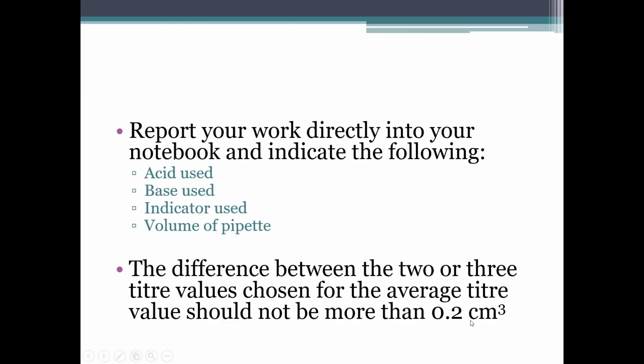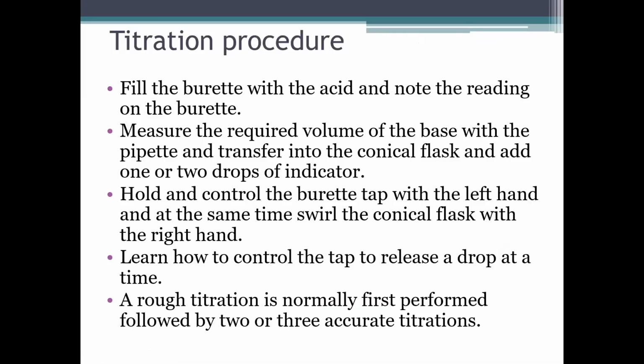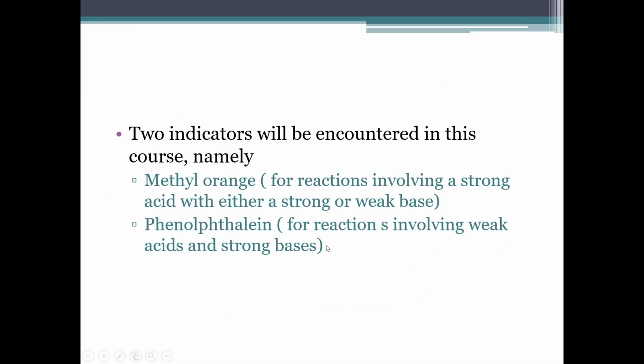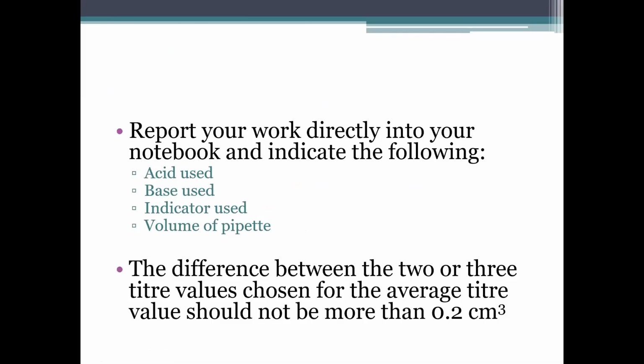Note that the difference between your titer values that you're going to use should not be more than 0.2 centimeter cubed. So for this week's experiment, we are doing experiment 2 in your manual, and that is the titration of a strong acid against a strong base. And if you remember the indicator we're supposed to use, as we said before, for strong acid and strong base you are going to use methyl orange.